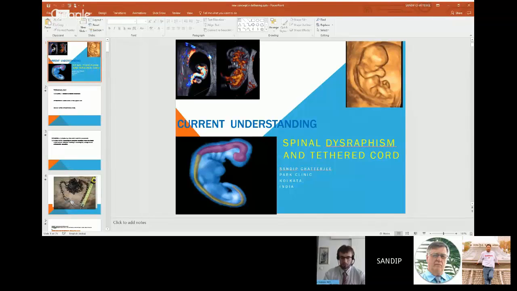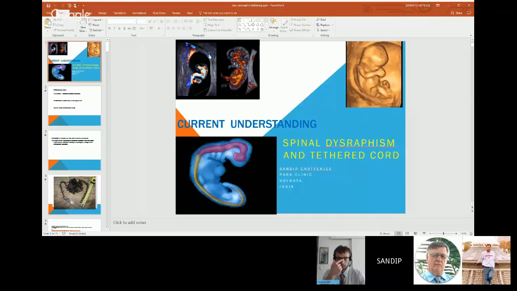Dysraphism itself refers to any malformation of the spinal cord. Unfortunately, we use it almost synonymously with the word tethering, which is an abnormal fixation of the spinal cord which restricts movement. And of course, there is the term OSD, or occult spinal dysraphism, which refers to the situation where there is a dysraphism, but there is no manifest abnormality in terms of the exposure of the spinal cord to the surface. And we'll talk about all this as we go along.